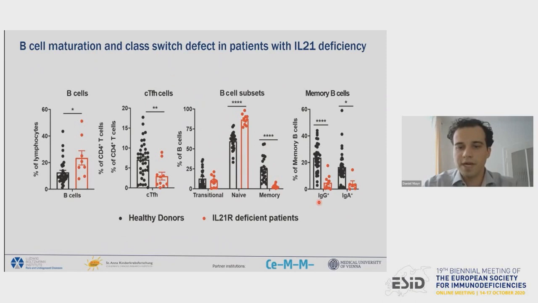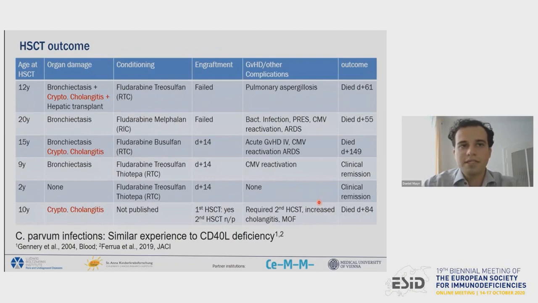Stem cell transplantation in the setting of IL-21 receptor deficiency is complicated and challenging. In our cohort, 6 patients were transplanted and received grafts from fully matched donors. Presence of cryptosporidium infections prior to conditioning is an important negative prognostic marker and was observed in 3 of the 4 patients that died due to transplant complications, but was seen in none of the patients that survived the transplantation and are in clinical remission.